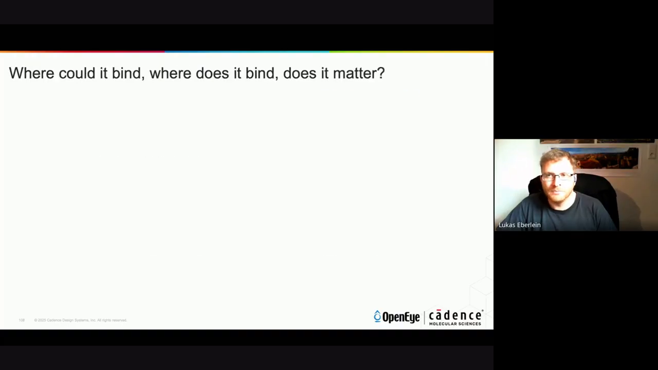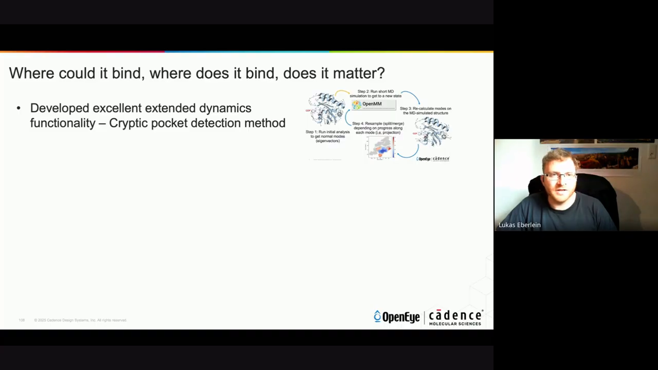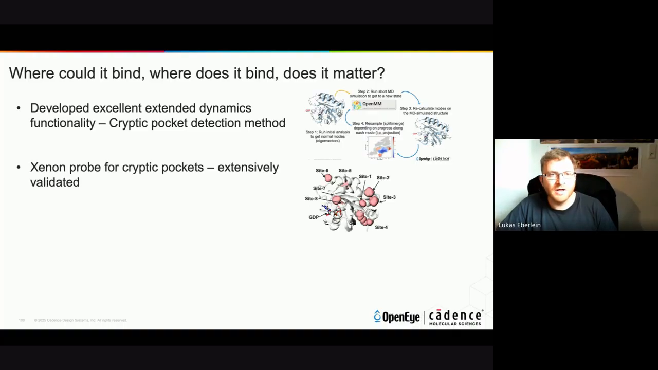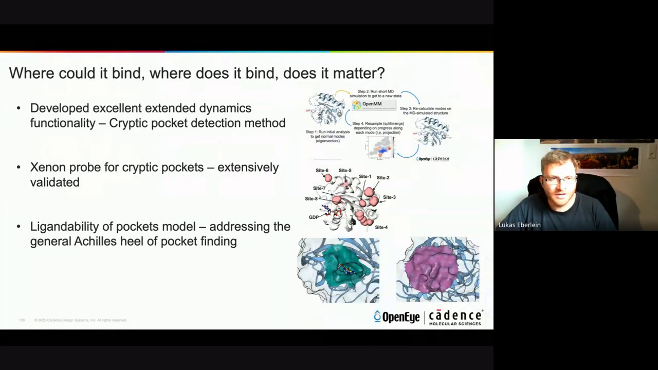So to summarize, we developed an excellent extended dynamics sampling protocol for the detection of cryptic pockets. We use xenon as a probe for the detection of cryptic pockets in the induced fit mechanism. We are writing a manuscript at the moment, which will hopefully be published soon. And we developed a ligandability model, addressing a general Achilles heel of pocket finding to rank the pockets for ligandability.